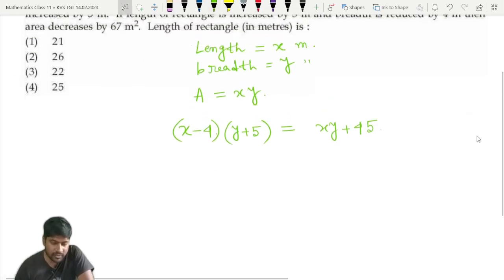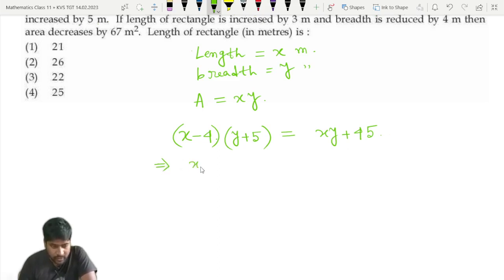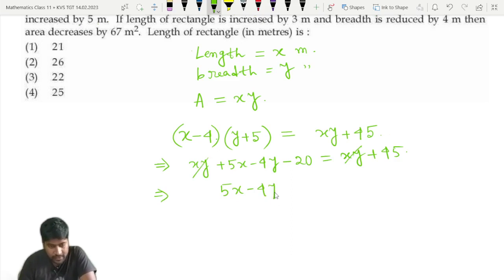So let's simplify a little bit, because we have to find the value of x, the length of the rectangle. Anyway, one more equation we will get. Just wait for some time. We are getting xy plus 5x minus 4y minus 20 is equal to xy plus 45. Is it clear to everyone? Now xy will be cancelled, then we are getting 5x minus 4y is equal to 65. That is our first equation.